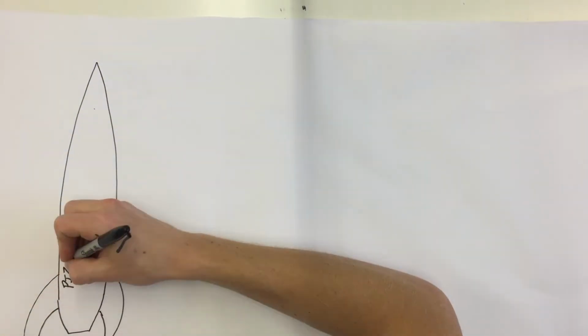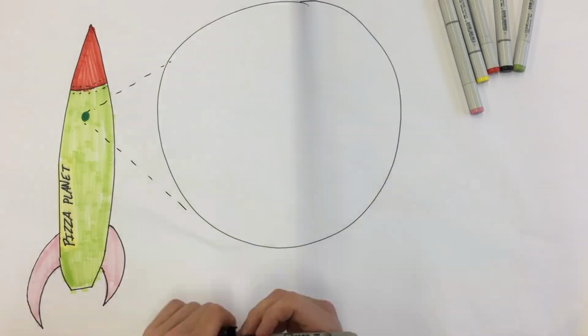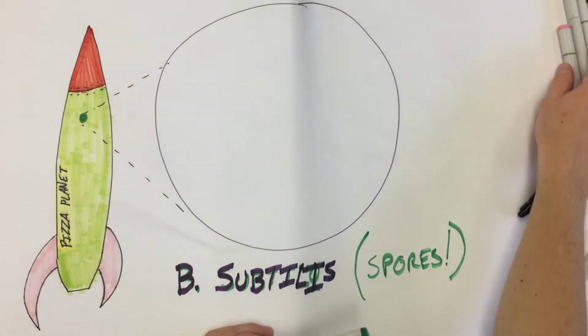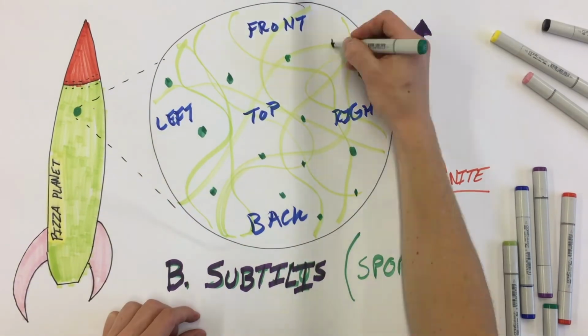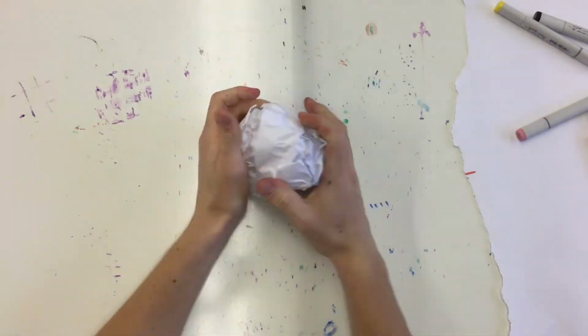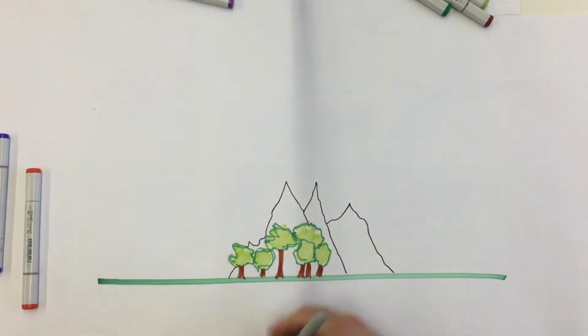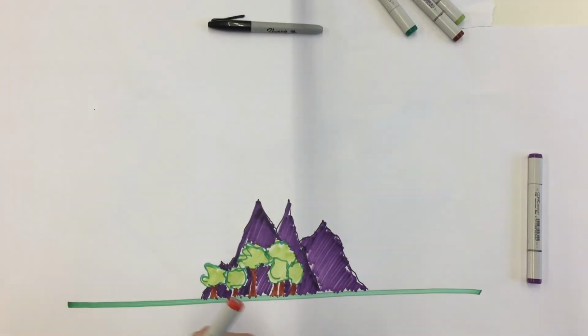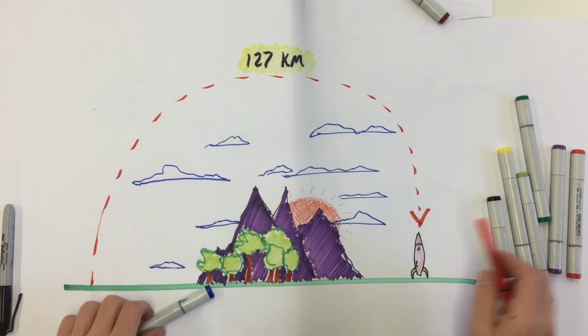Now, in order to test this process, researchers took a missile with B. subtilis attached to a piece of granite and put different layers of spores onto the front, the back, the left, the right, and the top. And it turns out the ones in the back actually had the greatest amount of survival. Simply enough, the missile was shot up into the air, 127 kilometers high, and landed back on the Earth's surface. From there, we were able to collect the results and see what happened.